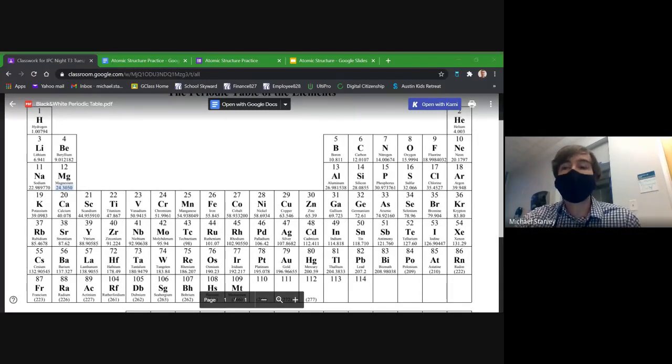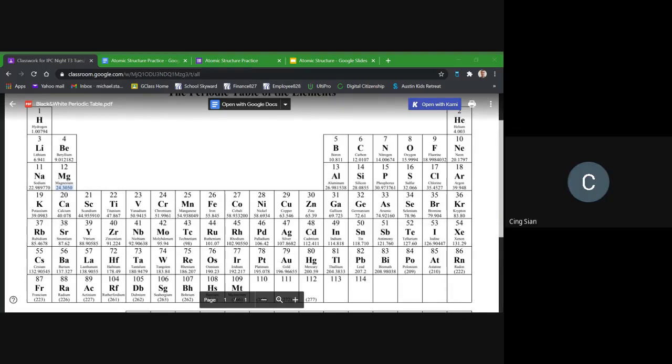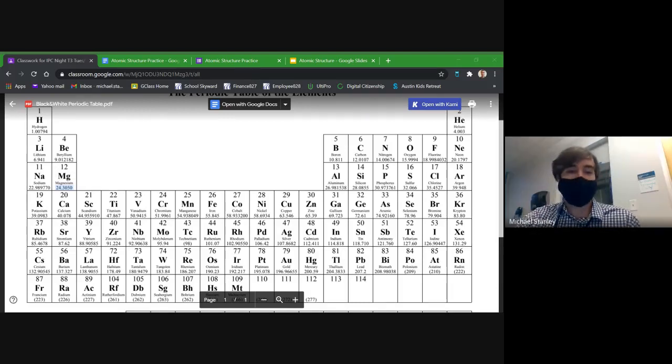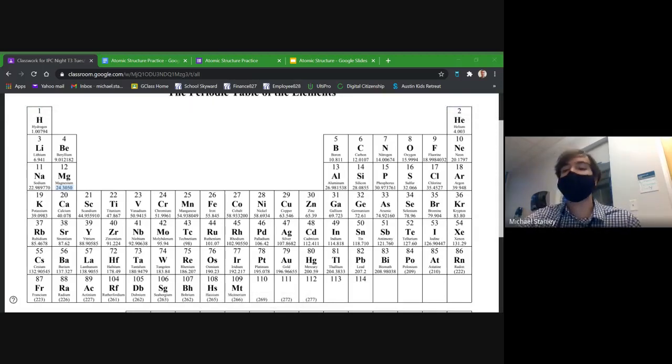What about our neutrons? How many neutrons are in magnesium? We have a mass of 24 and the atomic number is 12. So how many neutrons are there? Maybe 12. 12, exactly. Because for neutrons, remember, we do the mass, which is 24, minus the atomic number, which is 12. So in this case, 24 minus 12 is 12. So we have 12 neutrons.